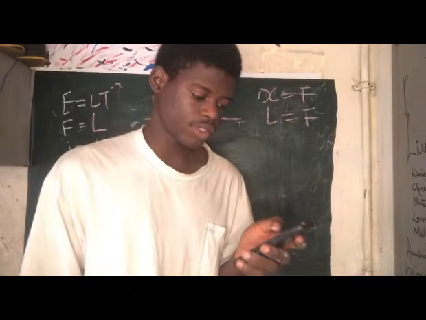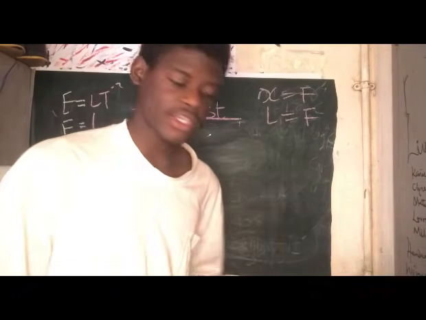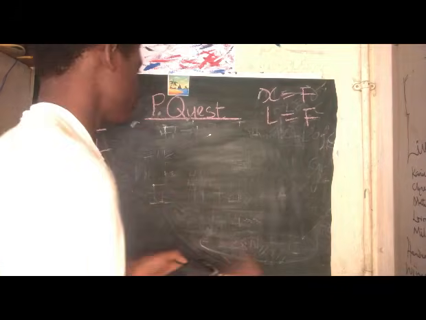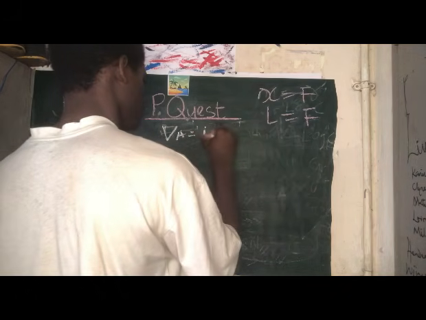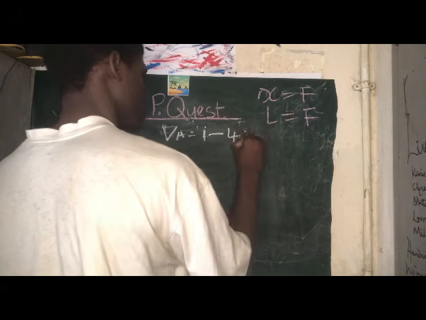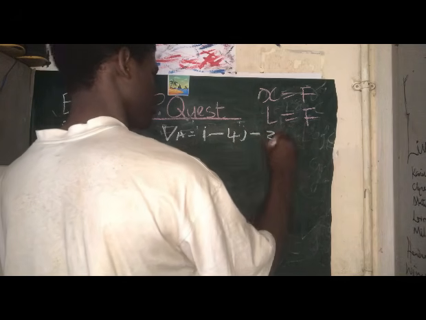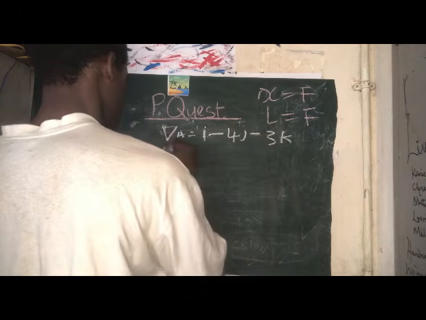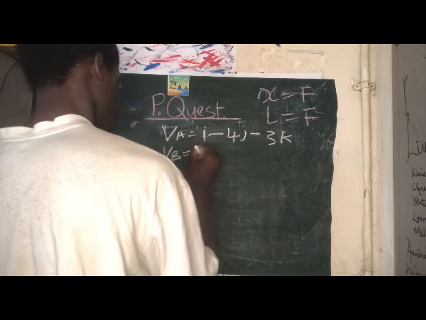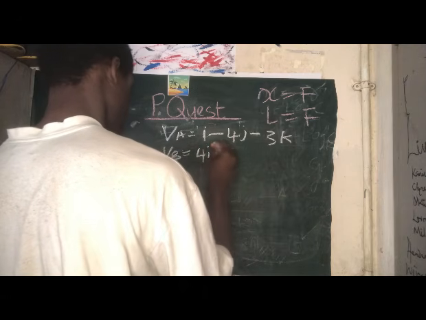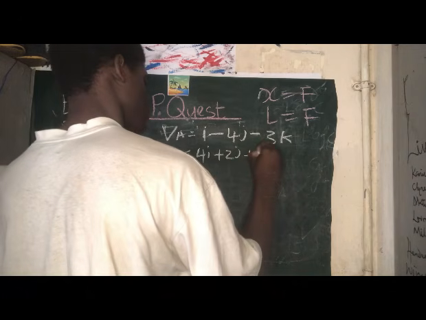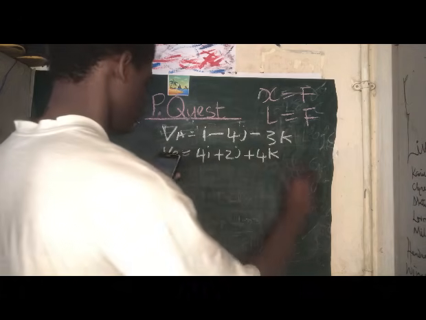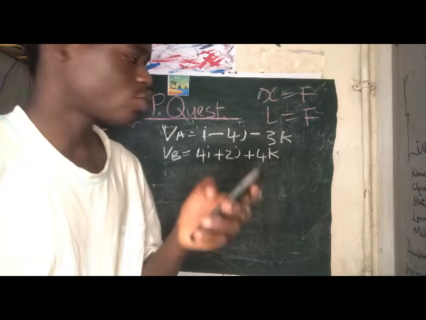Let's go to question number 17. It said two insects have velocities VA. VA is equal to I minus 4J minus 3K. And VB has 4I plus 2J plus 4K. Now they say find the distance after 2.5 seconds.